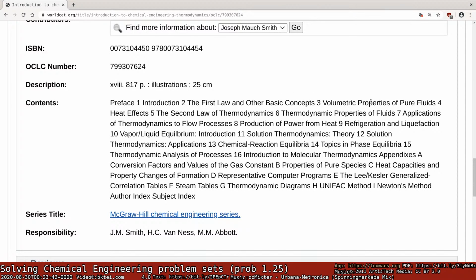So I was talking about first law and other basic concepts. Next is heat effects. Chapter 4 is heat effects. That talks about sensible heat, latent heat, standard heat of reaction, formation, combustion, enthalpy, again, delta H. So these would be concepts that are necessary for heat transfer, which comes up later, I think.